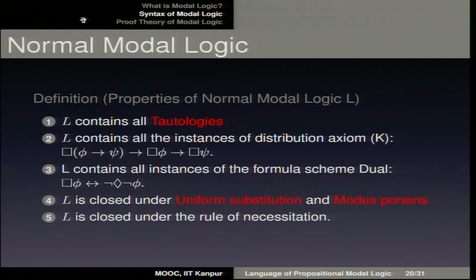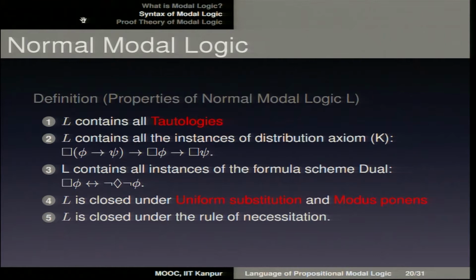If you extend classical propositional logic, we have normal propositional logic, normal modal propositional logic. So, L contains the instances of a distribution axiom, which is a characteristic axiom for a particular logical system, that is K. It is necessary that phi implies psi implies it is necessary that phi implies it is necessary that psi, and L should contain all the instances of the scheme such as duals.